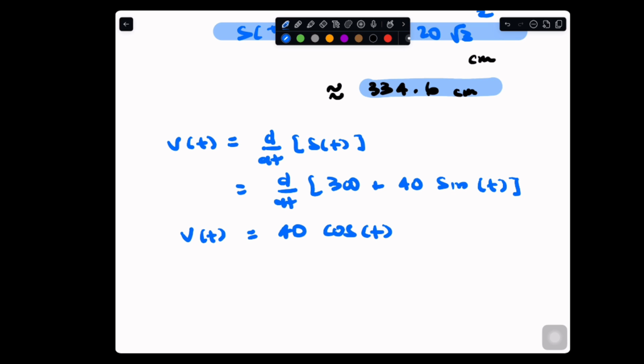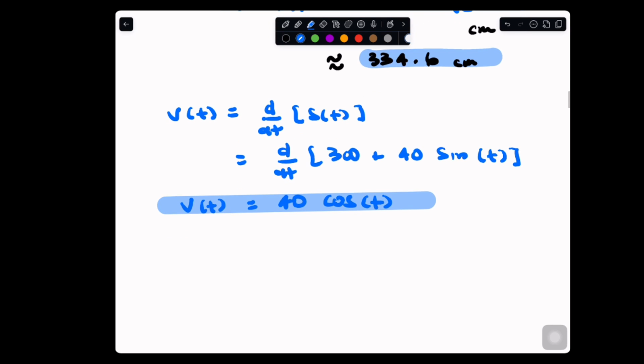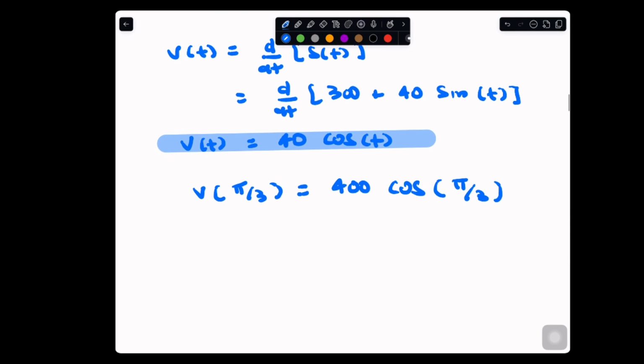So now you need what? This function. That's called the velocity function. And they want the velocity at what time? Pi over 3. So you're going to have to get this function. And it's cosine now of pi over what? 3. And you guys know pi over 3 is really what? 60 degrees now.